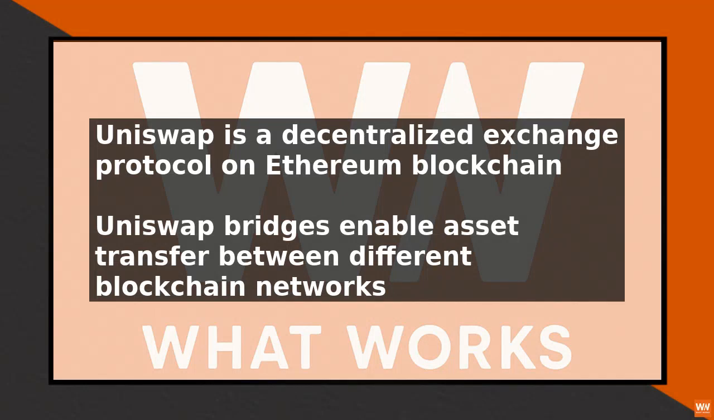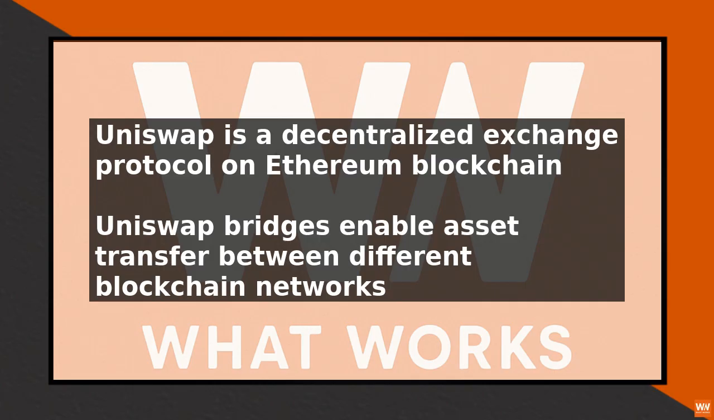To query Uniswap bridges via API, you need to start by understanding what Uniswap is and what its bridges do. Uniswap is a decentralized exchange protocol that facilitates automated transactions between cryptocurrency tokens on the Ethereum blockchain. Uniswap bridges are smart contracts that enable the transfer of assets between different blockchain networks.